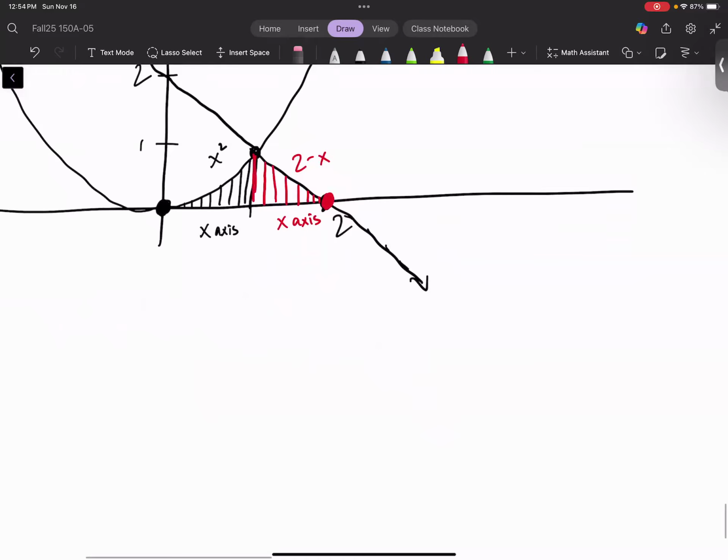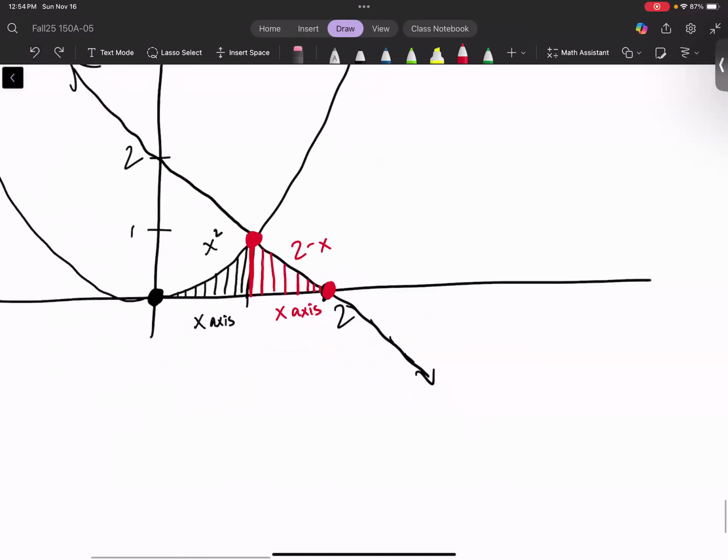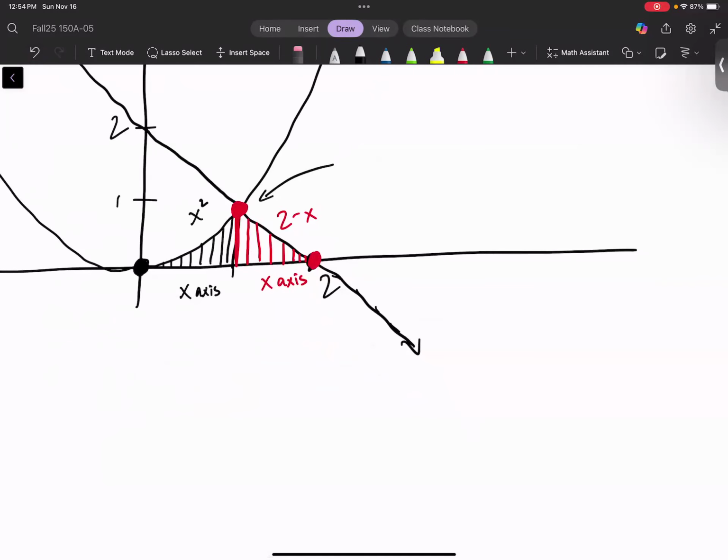Okay, so then what's this intersection point here? Well, you set your two functions equal to each other that define the point. So what two functions are going through that point? Well, it's the x squared function, and then it's the 2 minus x. So we're just going to set those two functions equal to each other. X squared equals 2 minus x. So we can move the two things to the other side. X squared plus x minus 2 equals 0.